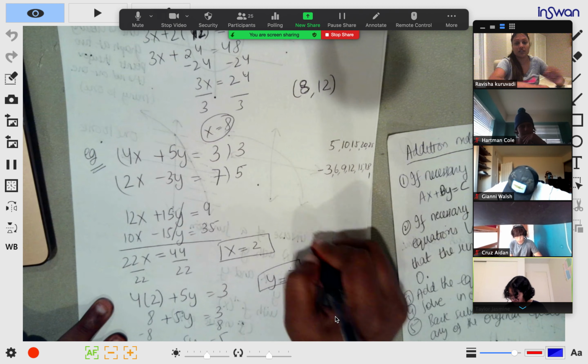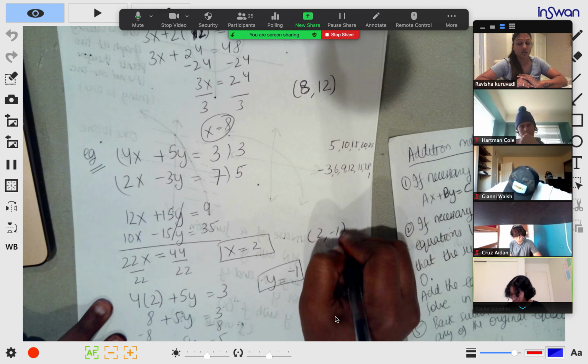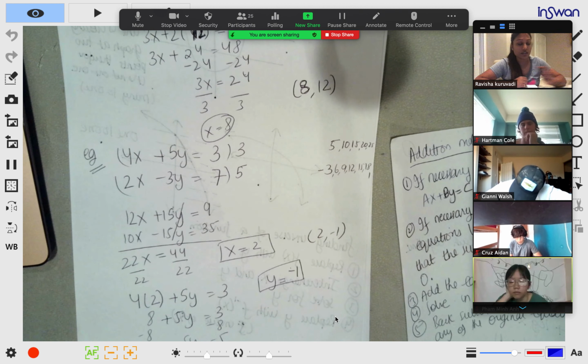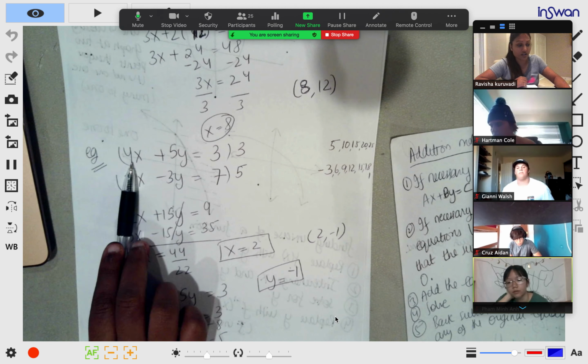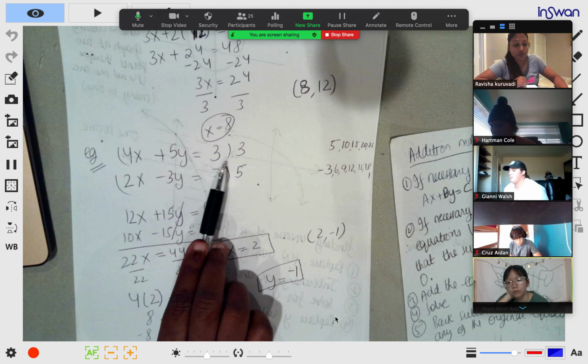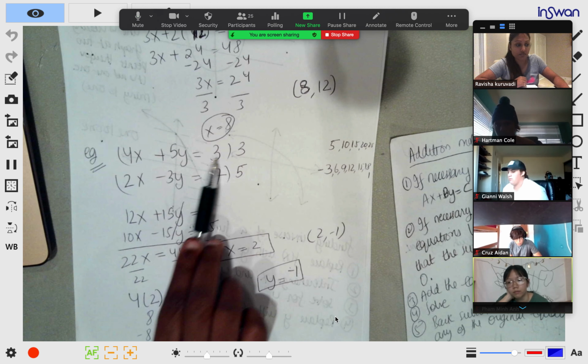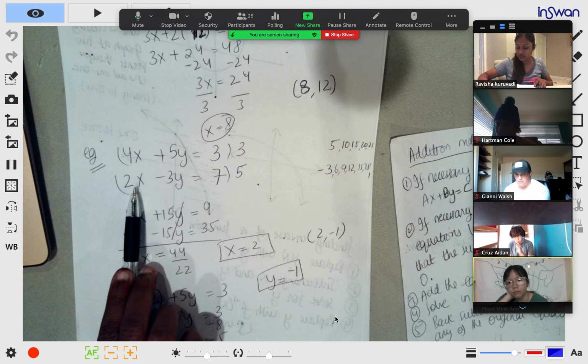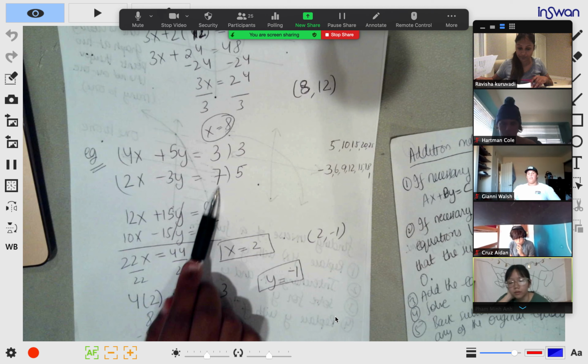So this is your point, (2, -1). Guys, if the question says you have to check, you can always check. Put this in the original equation. When you put 2 and -1 here, it should come out equal to 3. When you put the same 2 and -1 in the other, it should come out equal to 7. That's how you check.